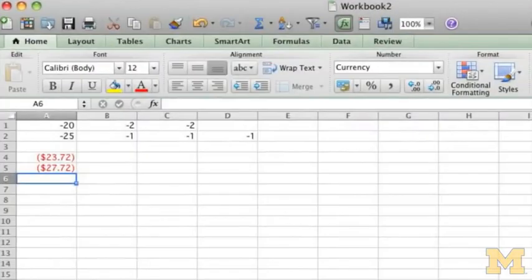Okay, so let's do this. I have already done it. If you stare at the first row, you have minus 20, minus 2, minus 2, minus 25, minus 1, minus 1, minus 1 is in row 2. So what is 23.72? You have done a lot of practice, so I'm not going to go through the steps. You notice that the PV of the first machine is 23.72, PV of the second machine is 27.72.